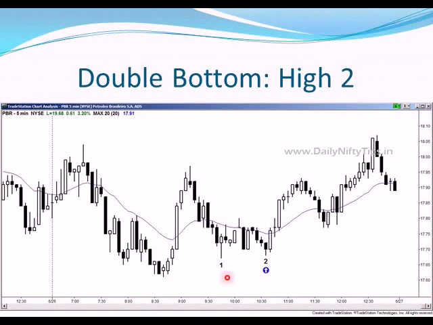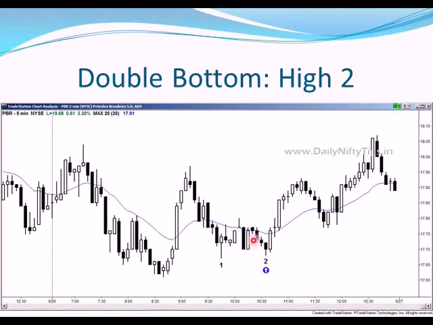Here is a double bottom. The market had a strong bull spike, 6 consecutive bull bars, a good sized bull bar, a weaker sell-off, overlap, bull bar, sideways in here, and we have a low and a double bottom. So double bottom is a high 2.